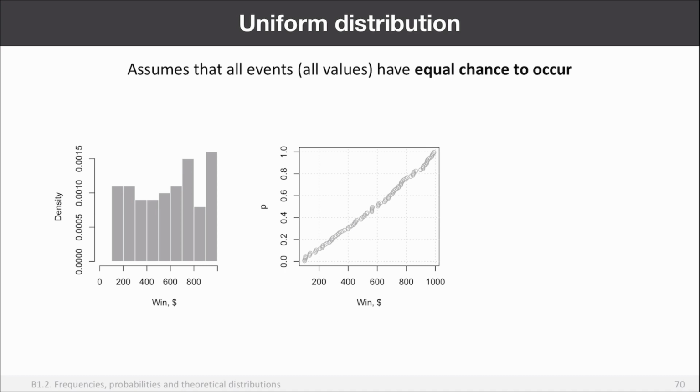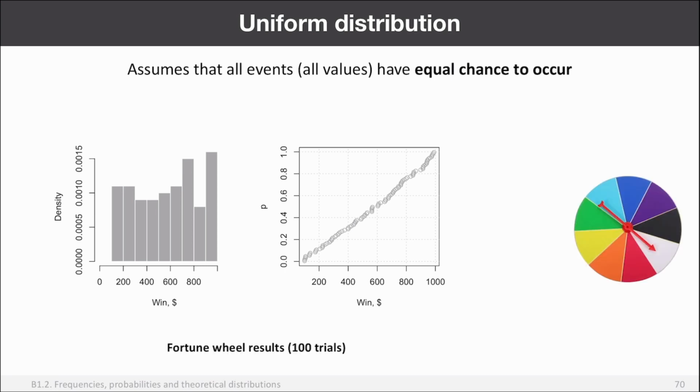If you roll a die, it's also a uniform distribution because every outcome of rolling a die has equal chance to occur, right? So, of course, it's not a good example for uniform distribution because uniform distribution assumes that the number of events is infinite, while in rolling a die and, for example, tossing a coin, you have a finite number of events. But let me show you another example.